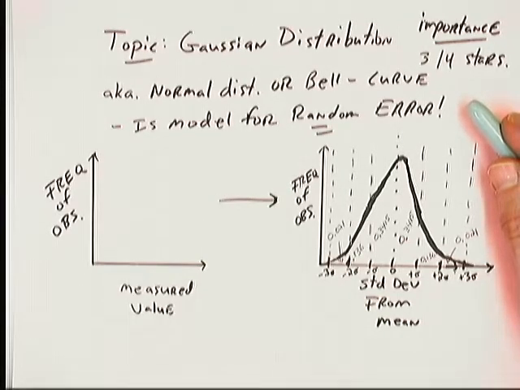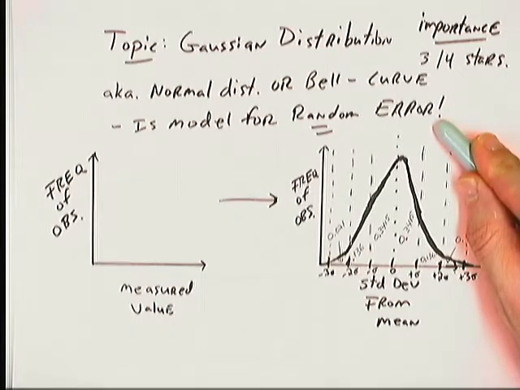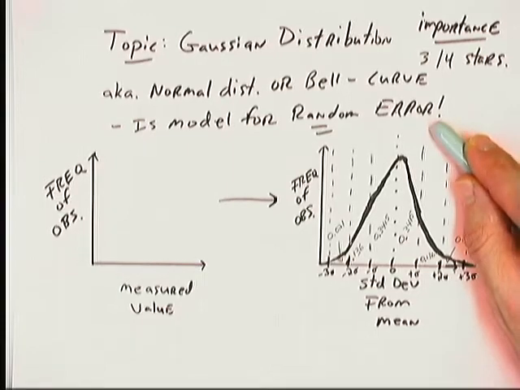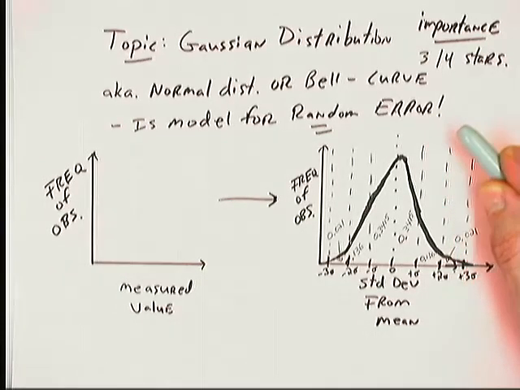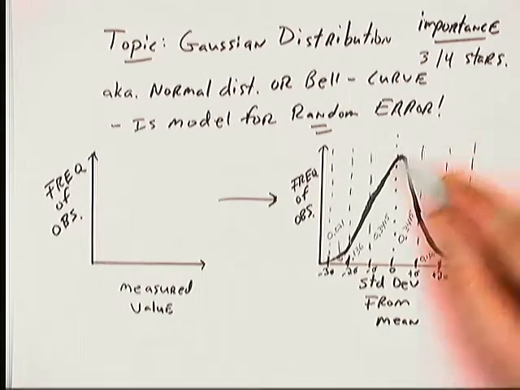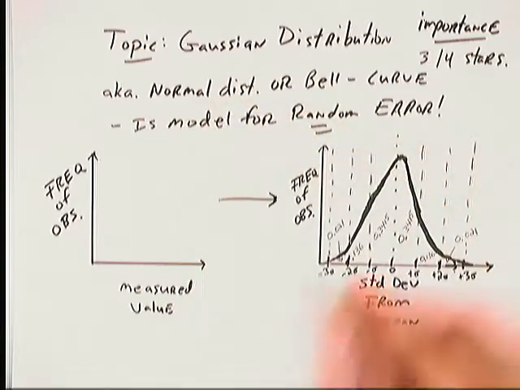And the reason why is that the Gaussian distribution is the model that we invoke for considering random error in chemical analysis. This is the basis behind our random error model. The Gaussian distribution is also known as the normal distribution, or else the bell curve distribution. You hear a lot about that when you're talking about grading.